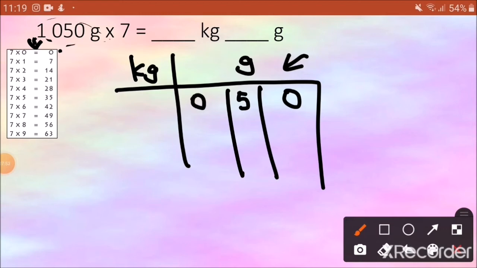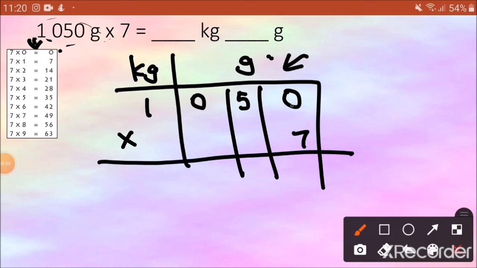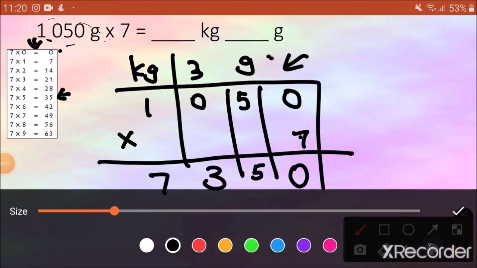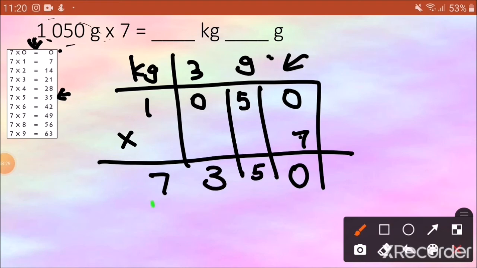Kita penuhkan tandas yang di bahagian gram di sini. So yang lebih tu pergi ke sini. So darab 7. Senang. So 7 darab kosong tu kosong lah. So 5 times 7 or 7 times 5, which is 35. 5, then we bring the 3 up. You just do the basic multiplication. So 7 times 0 is 0, plus 3 here is 3. 7 times 1, 7. Then we can fill in the blanks, which is 7 kg and 350 grams, which belongs to here.